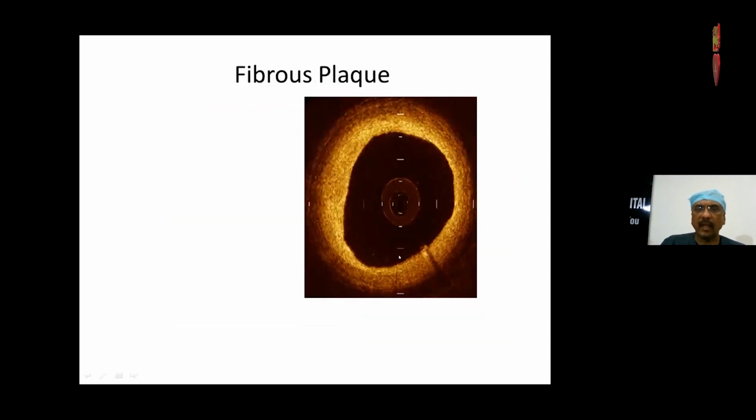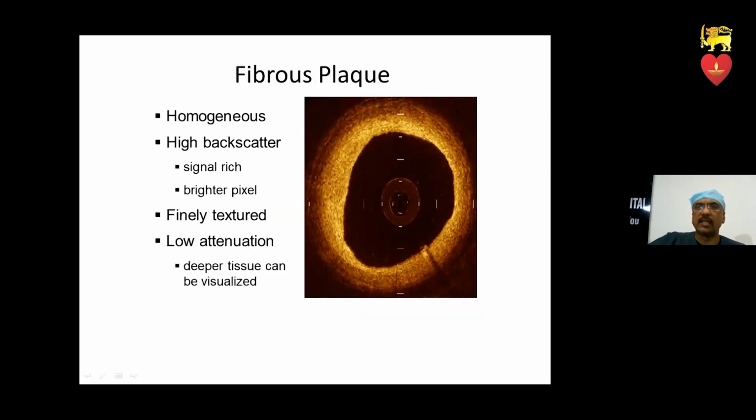Now the commonest plaque that we have is a fibrous plaque. If you look very closely, the fibrous plaque is extremely homogeneous. And as I told you, high backscatter. High backscatter means it is signal rich and you get very bright pixels. You see this entire fibrous plaque, it's very bright, signal rich. It is finely textured. And you are able to see the media and adventitia behind this plaque, which means that it allows light to pass through. So this is a fibrous plaque.